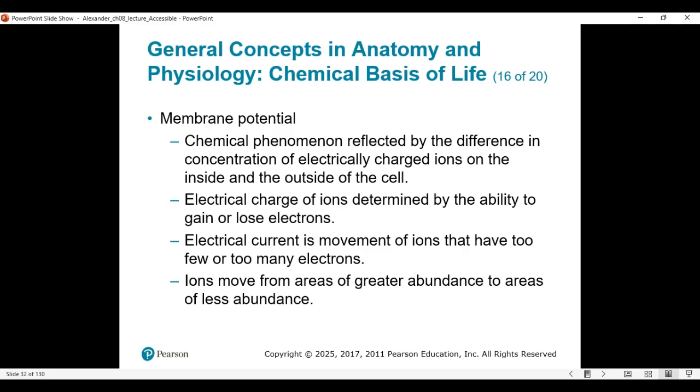Membrane potential is a chemical phenomenon reflected by the difference in concentration of electrolyte charged ions on the inside and outside. The electrical charge of the ion determines the ability to gain or lose electrons. Electrical current is a movement of ions that have too few or too many electrons. And ions will move from an area of greater abundance to an area of less abundance, like through osmosis or diffusion.